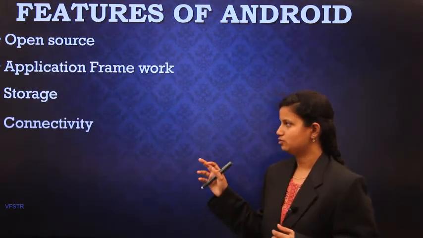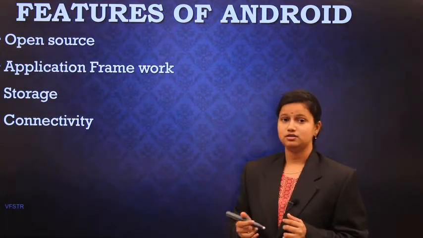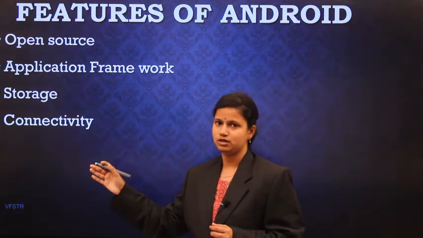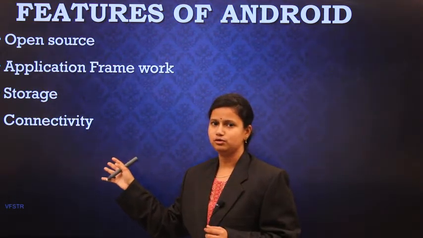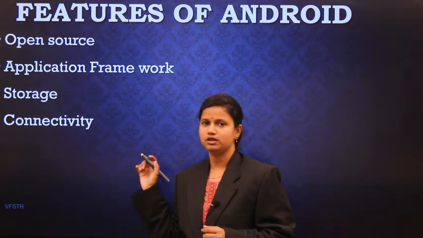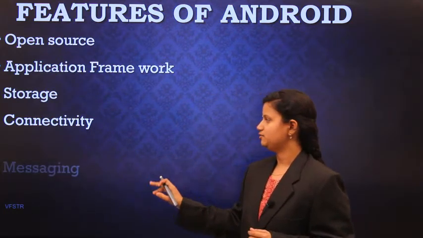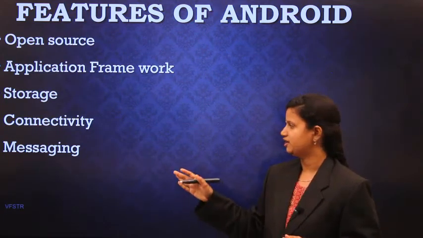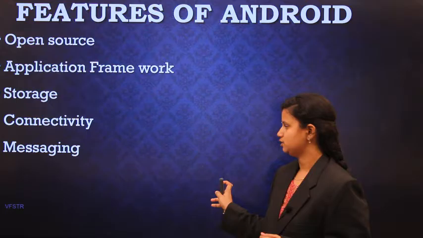And the next one is storage. What is storage? When we want to store our information, what are the different things possible? And connectivity: Wi-Fi, Bluetooth, hotspot. Different connectivity options are also possible in Android. And the next feature is messaging. Both SMS and MMS messages can be sent by using the messaging feature.